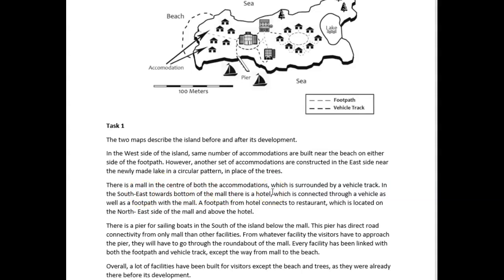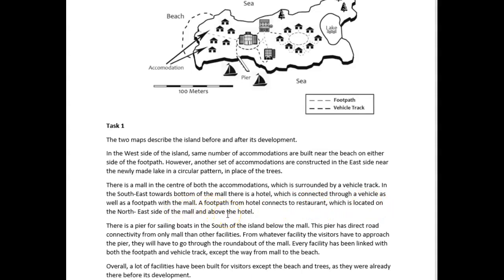In the southeast, towards the bottom of the mall, there is a hotel, which is connected through a vehicle track. Yeah, you have to say vehicle track, as well as a footpath with the mall. Or, how about this, which is connected to the mall via a vehicle track and a footpath. A footpath from the hotel connects to the restaurant, which is located, well, I would have said in the northeast side of the mall and above the hotel, okay?